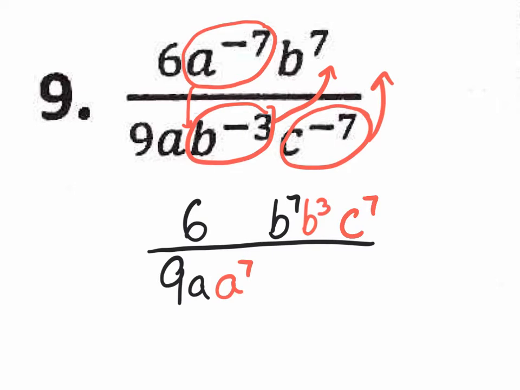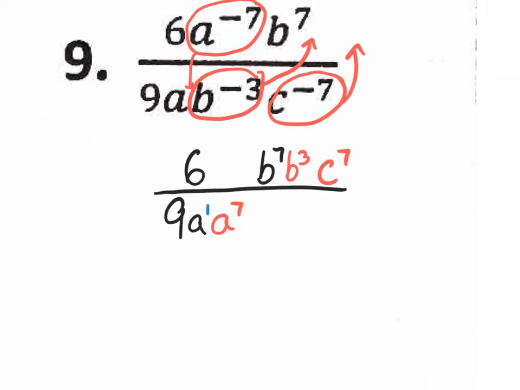So this is our new fraction, and what we should do is simply add the exponents of the bases that are alike. So a to the 1 times a to the 7, on the bottom, you're going to have 9a to the 8th. Because a to the 1 and a to the 7, add those, you get 8.